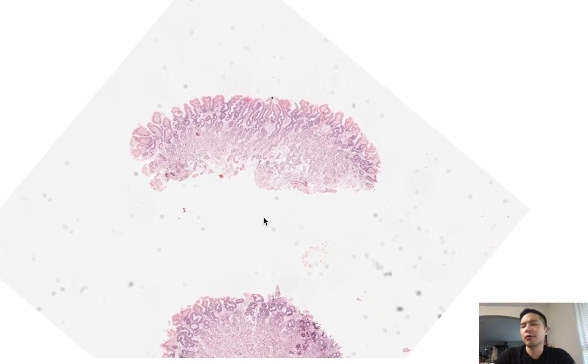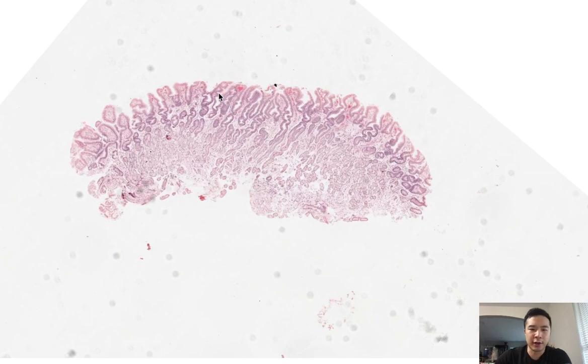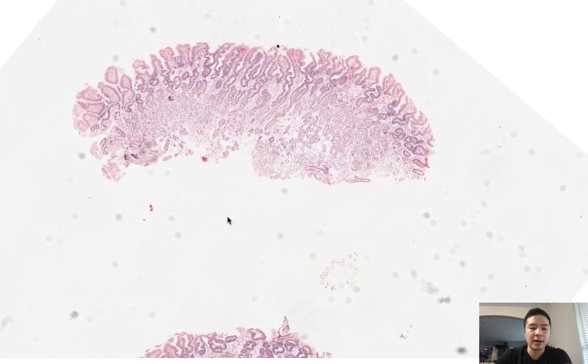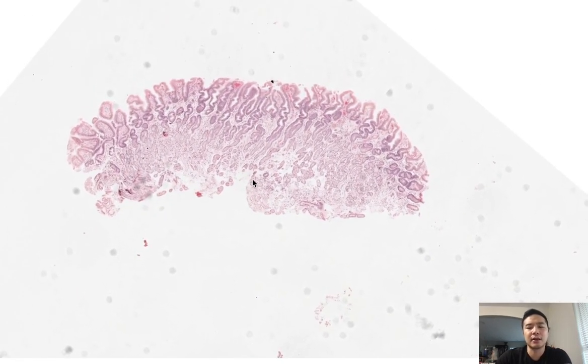So what are the findings of reactive gastropathy? Well, one key hint, and you should look for this on low power, is this corkscrewing of the glands. Another sign is it's darker. And why do the glands look darker? Because there's a loss of foveolar mucin.